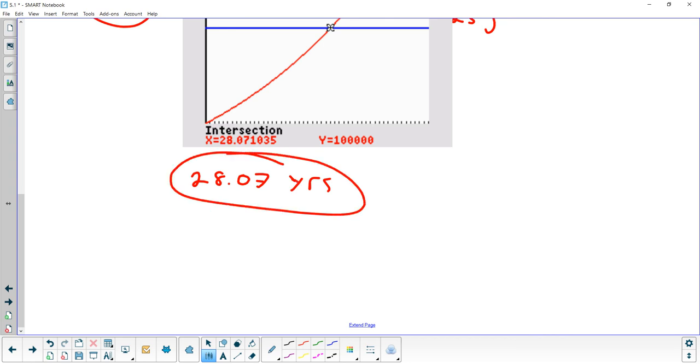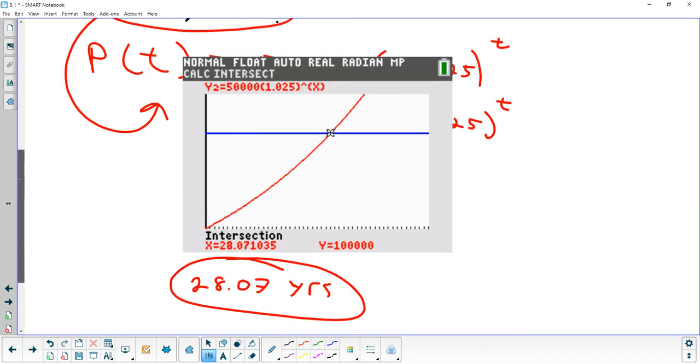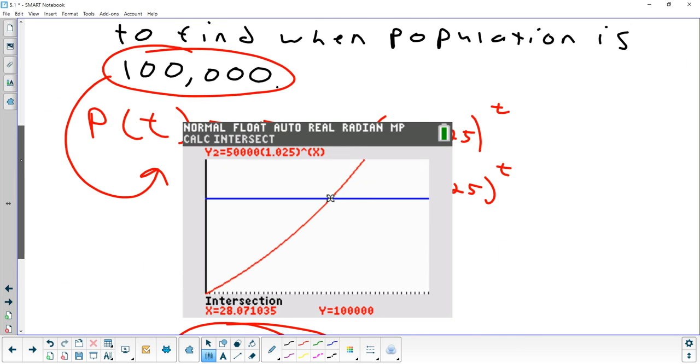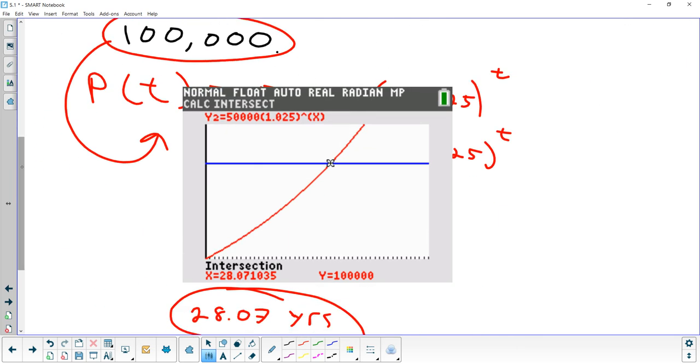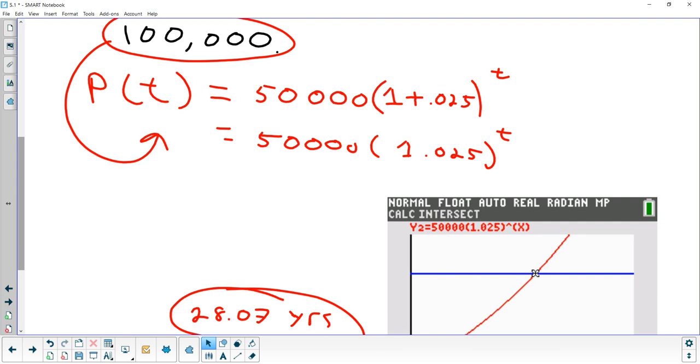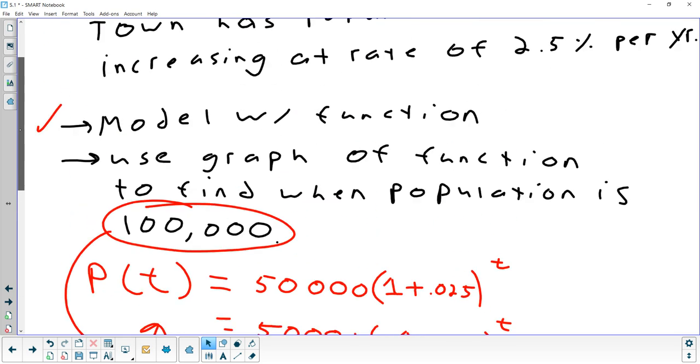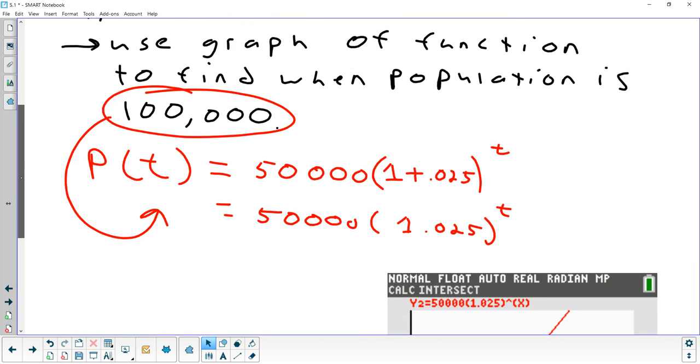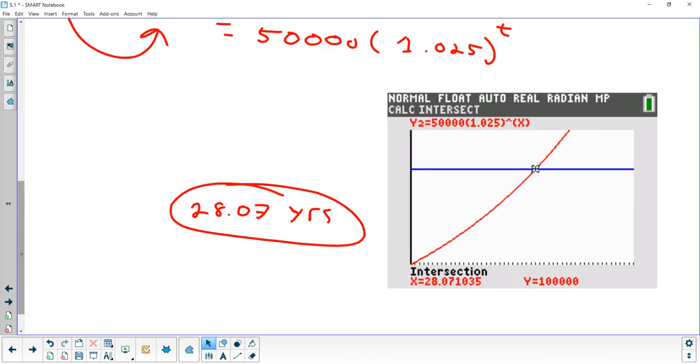If you know how to do logarithms, yes. If you don't know how to do a logarithm, then not yet. But that will be something we will learn at some point. Absolutely, this can be done algebraically. A little bit harder to do algebraically because your equation has a variable in the exponent. You have to know how to get a variable out of an exponent, which is not something you learn in algebra 1. But algebra 2, you do. Okay, so any questions on the model or the answer to when we hit 100,000?